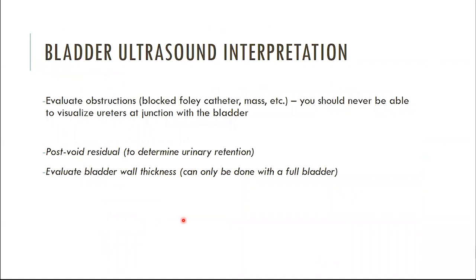Typically, what I would imagine y'all using this for is looking for obstruction. When you're looking at the bladder, you should never be able to visualize the ureters. If you're seeing the ureters, that's concerning for obstruction as well. You may, more advanced, look at the bladder wall thickness, which can tell you in your neurogenic patients how chronic it's been. But that tends to be best when they have a full bladder. If they have a relatively empty bladder, the wall appears thicker than it truly is.